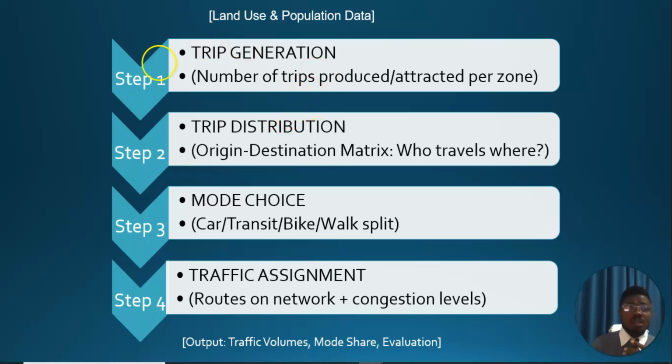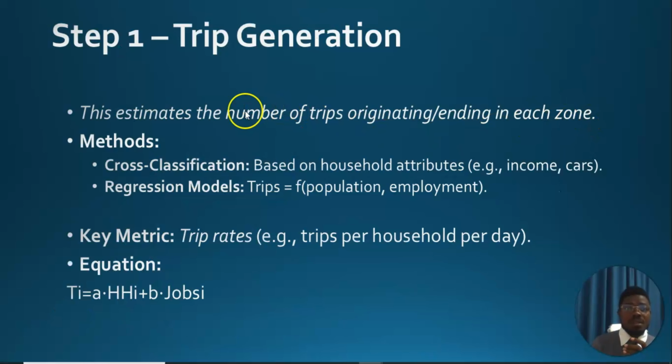Then we have the modal choice, talking about whether it is using car or transit, or bike, the mode split. So that is another part you also have to take into consideration under the mode choice. And the last part is the trip assignment, or we call it the traffic assignment. That is the routes on the network plus congestion level. So the inputs here are the land use and population data. Going through all these four steps, the output will be the traffic volume, the mode share, and also the evaluation.